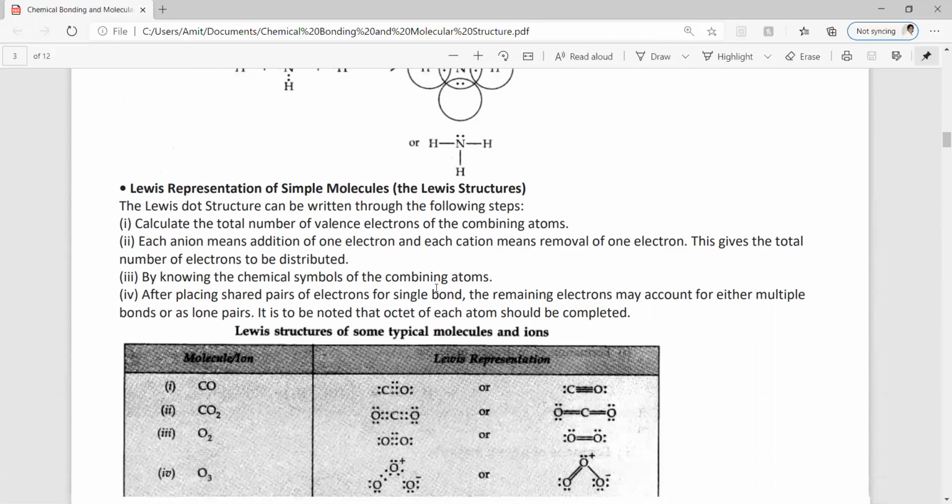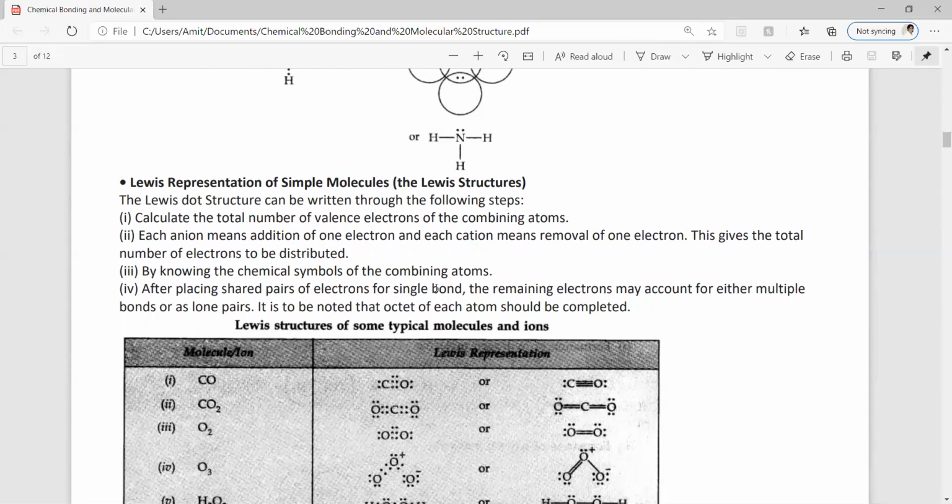Lewis representation of simple molecules. The Lewis dot structure can be written through the following steps. Calculate the total number of valence electrons of the combining atoms. Each anion means addition of one electron, and each cation means removal of one electron. This gives the total number of electrons to be distributed. By knowing the chemical symbols of the combining atoms, after placing shared pairs of electrons for single bonds, the remaining electrons may account for either multiple bonds or lone pairs. It is to be noted that the octet of each atom should be completed.